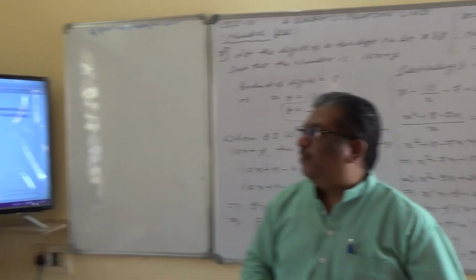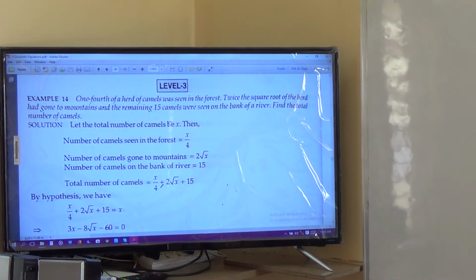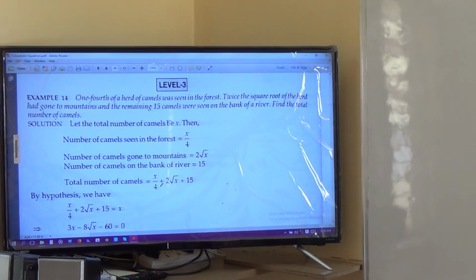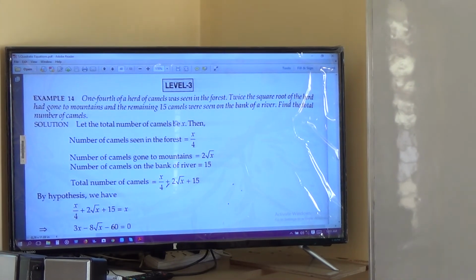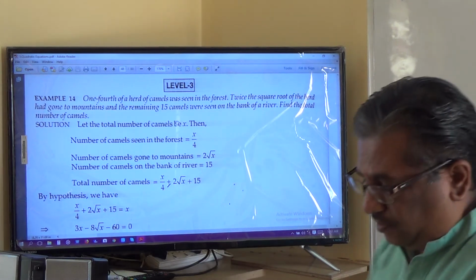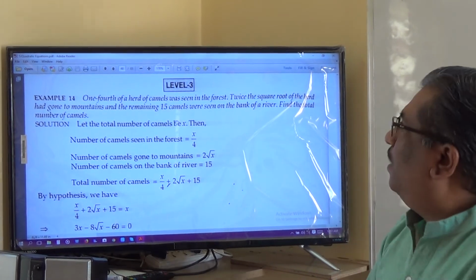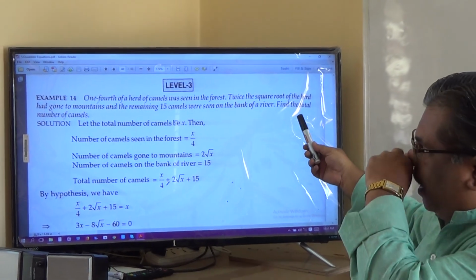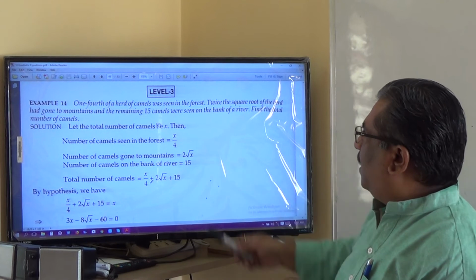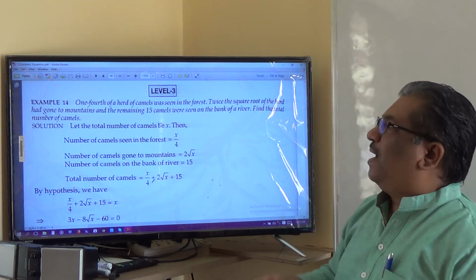We'll take a very typical sum and you have to mark this sum. That's also R.D. Sharma level 3, example 14. Note that down. Write down the numerical. What does it say? 1/4 of a herd of camels was seen in the forest, and twice the square root of the herd had gone to the mountains, and the remaining 15 camels were seen on the bank of a river. Find the total number of camels. Very interesting it is. Mark this sum.